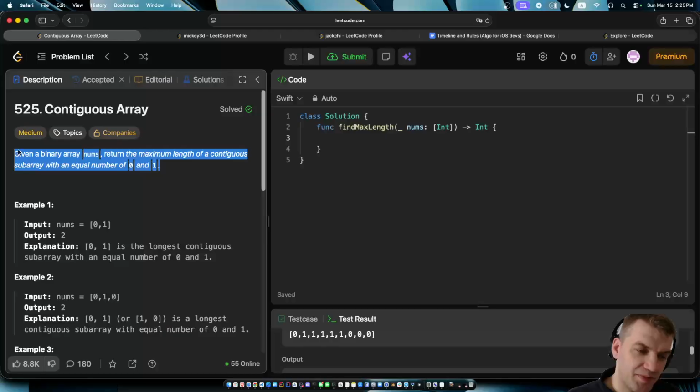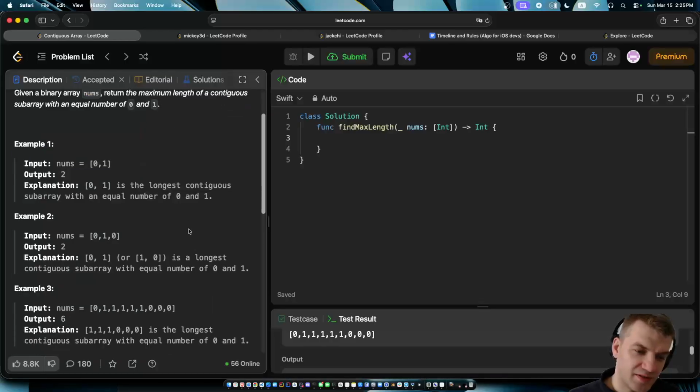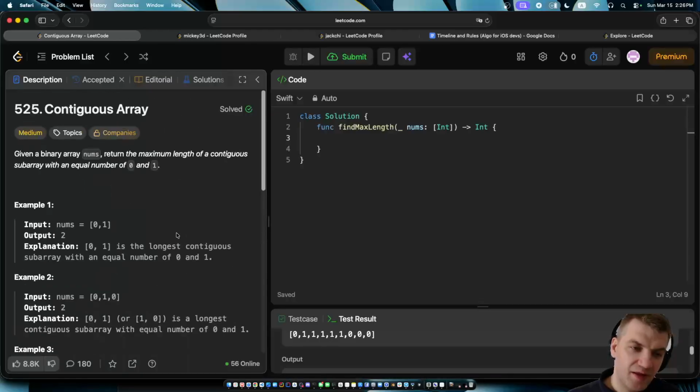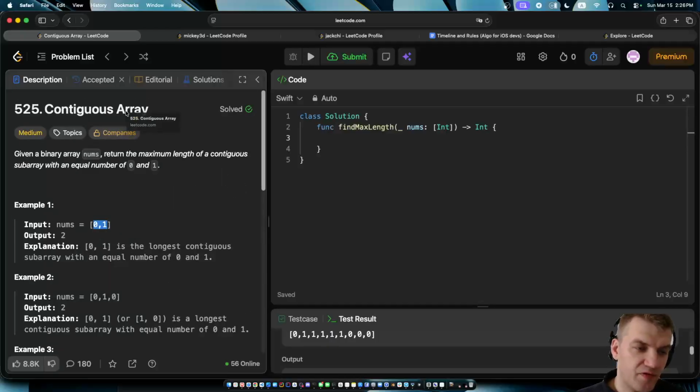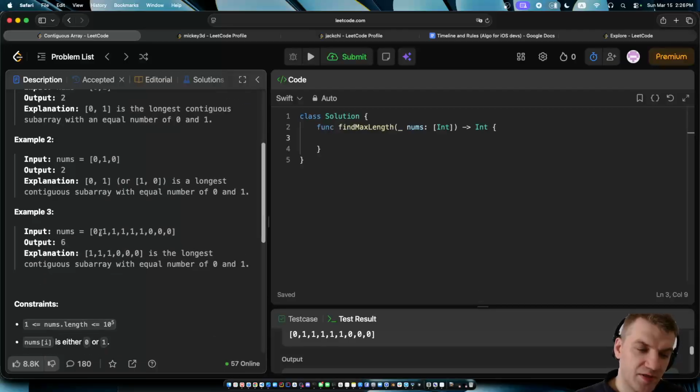I saw a couple of tasks that were solved this way, but I didn't even consider trying it. So the idea is to have a balance of 0 and 1. We need to find a contiguous array, contiguous meaning without gaps, where the number of zeros and ones is the same, and I need to figure out the maximum length of this contiguous array with the same number of 0s and 1s.